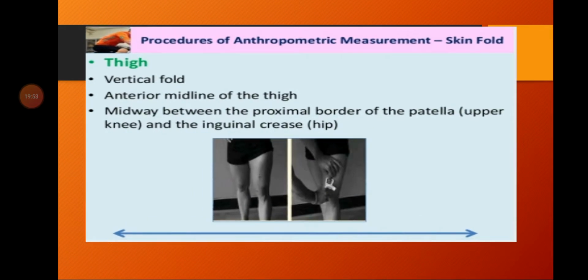Then the test on thigh, it should be a vertical fold. Anterior midline of the thigh is taken as the area to be tested. Midway between the proximal border of patella, that is upper knee, and the inguinal crease, that is hip.